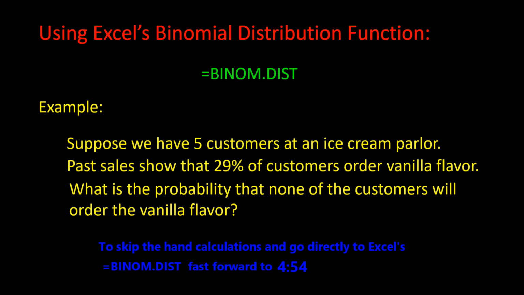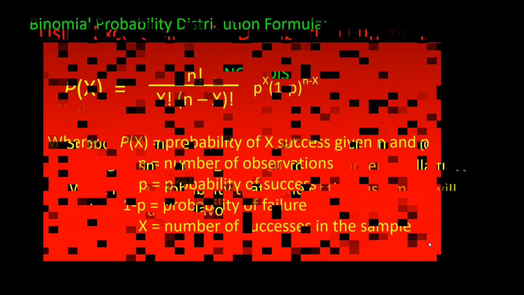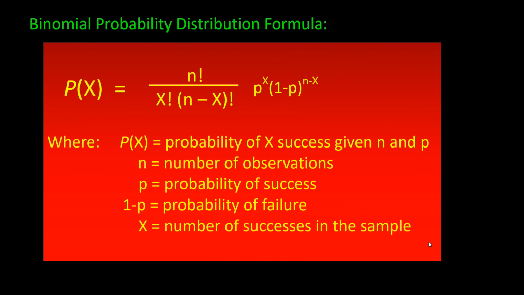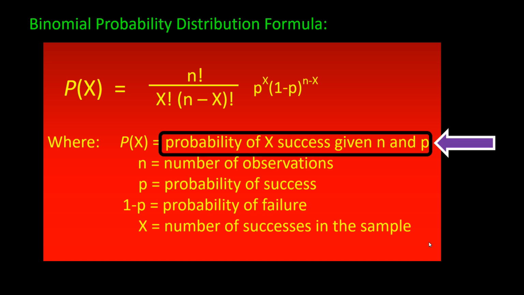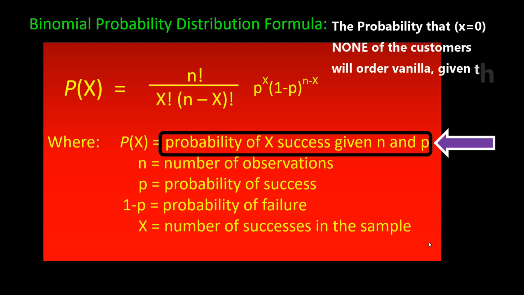As you can imagine, solving it using Excel will take a fraction of the time it takes to solve this problem by hand. To solve this by hand, we would use the following formula. This formula calculates the probability of x, that is the probability density function for a given x. This means that the formula calculates the probability of x number of successes given n and p. In our case, how likely is it that none of the customers order vanilla ice cream given the number of customers n and the probability of ordering vanilla p?